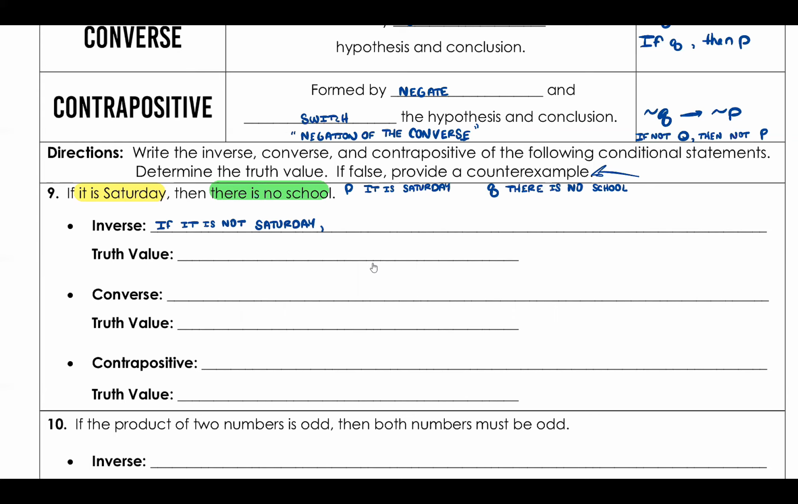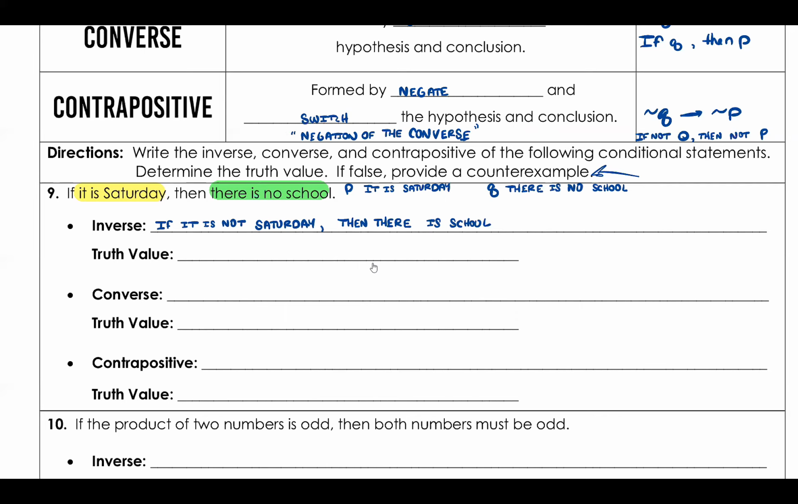How would I negate that? How would I say the opposite of that? There is school. If it is not Saturday, then there is school. Okay, so this is the inverse of our conditional statement.